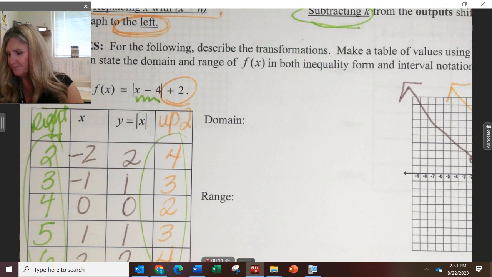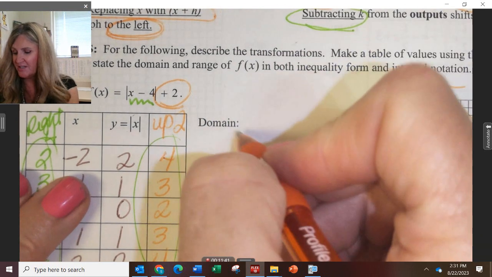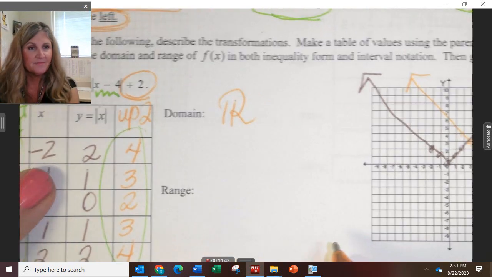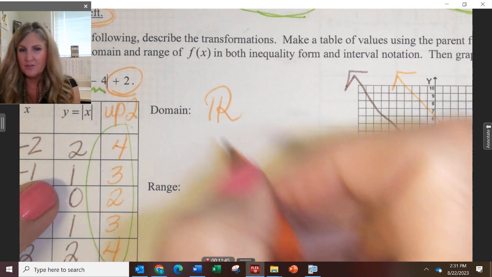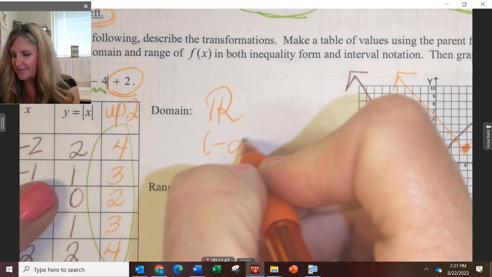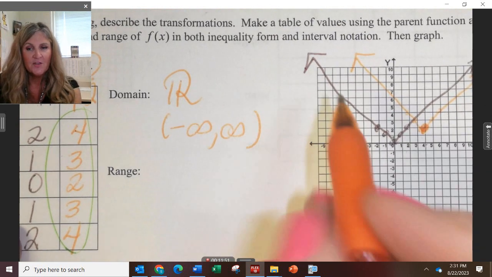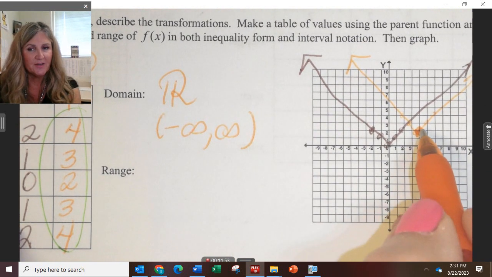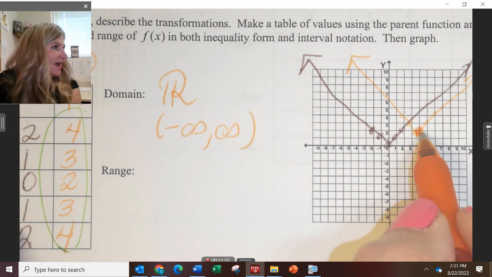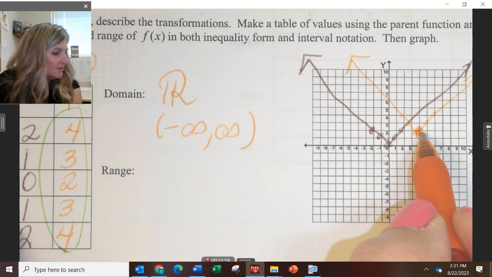Domain and range. The domain of this function is all real numbers. In interval notation, that's going to be negative infinity to infinity. The range is the y values we can use. What's the lowest y value we're using on this new function?